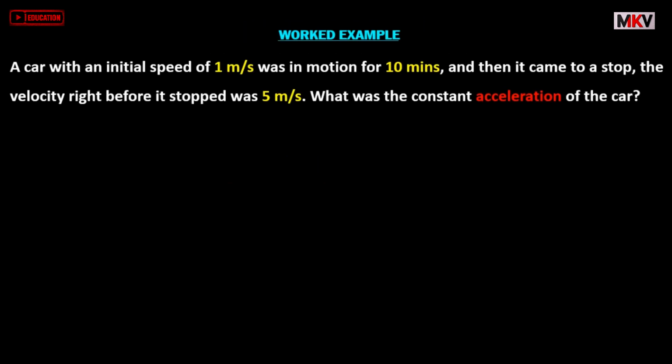The first one is: a car with an initial speed of 1 meter per second was in motion for 10 minutes, and then it came to a stop. The velocity right before it stopped was 5 meters per second. What was the constant acceleration of the car? So let's look at the solution of this question.